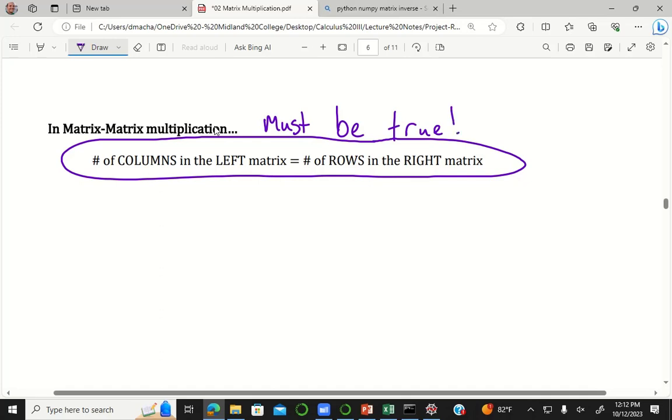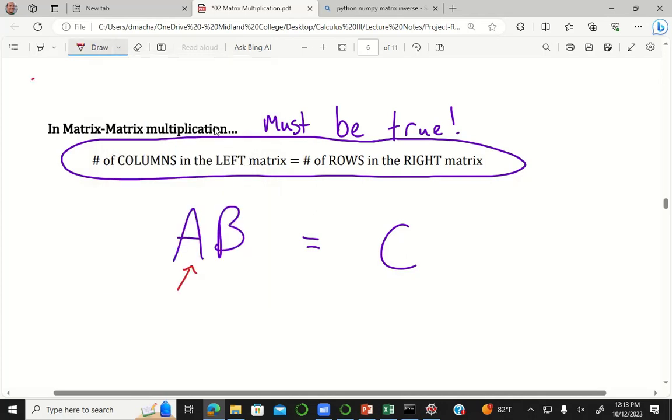Again, the reason is because every single entry in the product matrix is a dot product. And for you to be able to take that dot product, the two vectors have to have the same number of entries, and so the number of columns in the left matrix has to be equal to the number of rows in the right matrix. Otherwise, it doesn't work. So let's say we have A times B equals C.